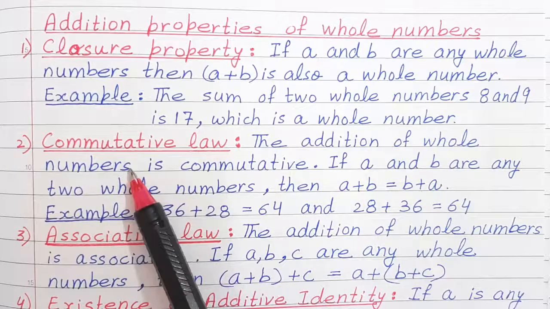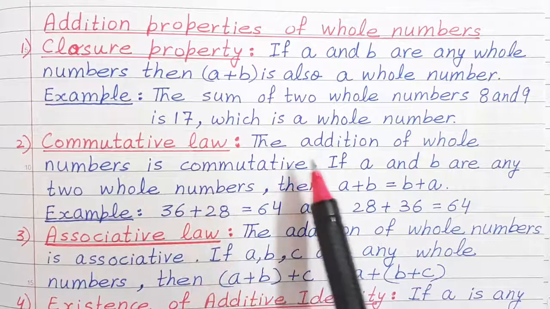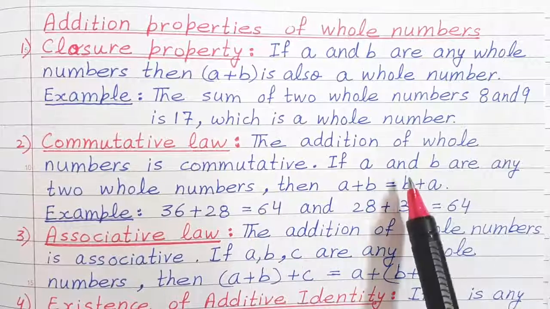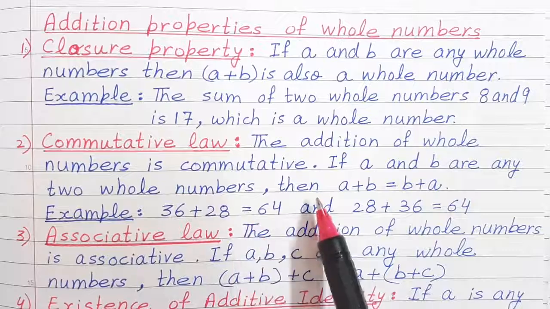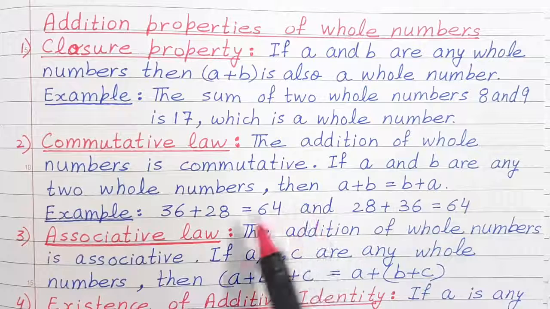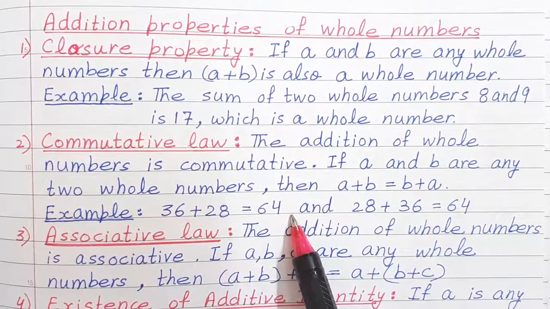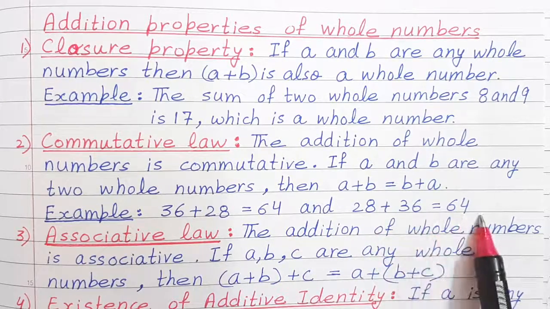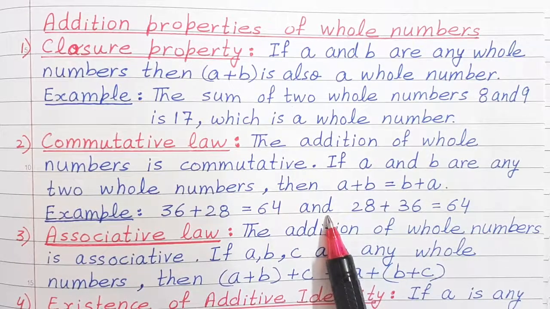Now next is commutative law, or you can say commutative property. The addition of whole numbers is commutative. That is, if A and B are any 2 whole numbers, then A plus B is equal to B plus A. For example, 36 plus 28 is 64. Also, 28 plus 36 is also 64. So, this is your commutative property. Clear?